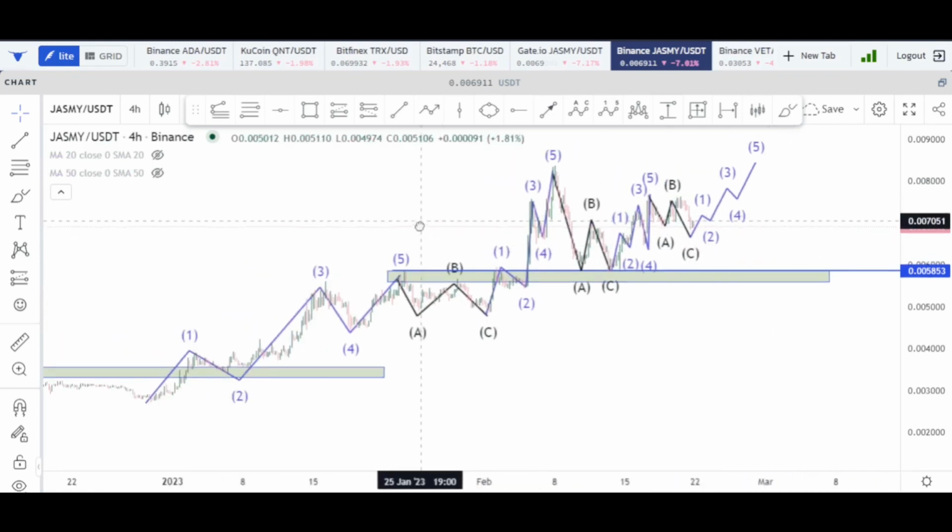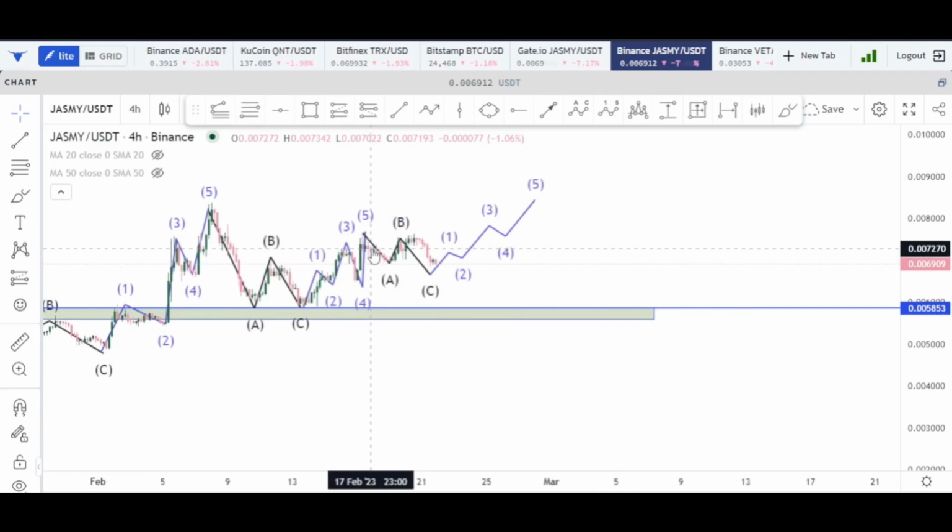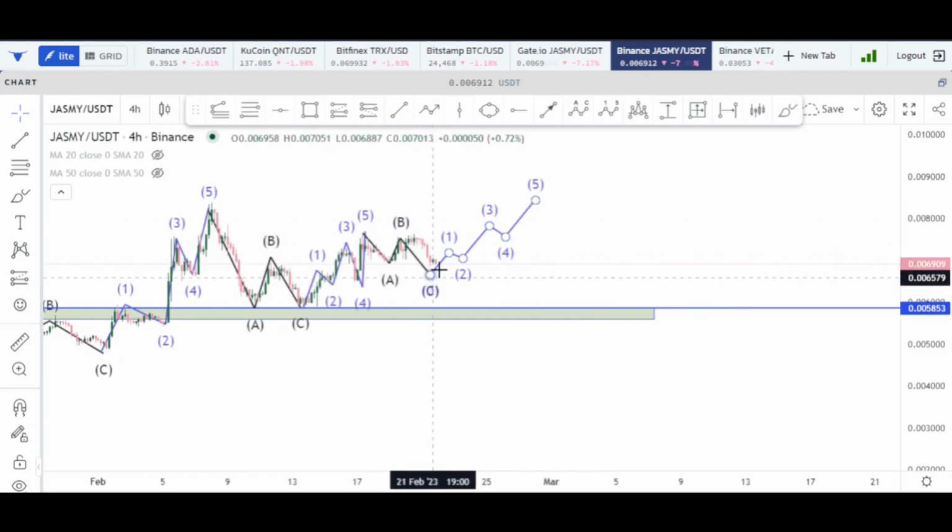If you remember from the last update that we had, we were looking for an ABC correction to form up right here on the Jasmy price set, and that's exactly what we got. So I'm not going to delete everything that you see on the screen right here, because the Jasmy price set is behaving like it's following exactly those lines. So for the best case scenario, let's just leave it as it is so that the Jasmy price may trace into these ones.